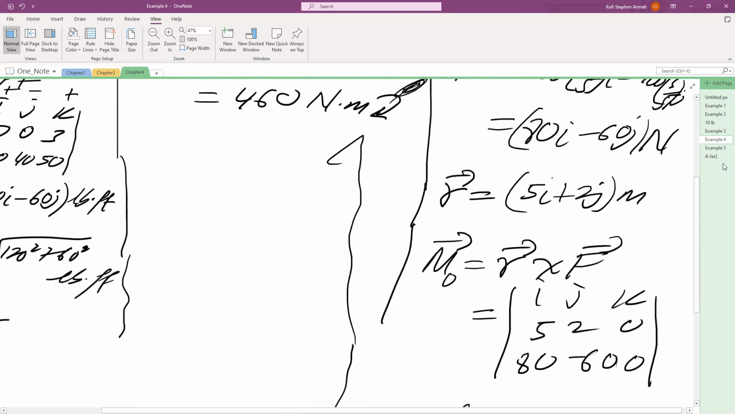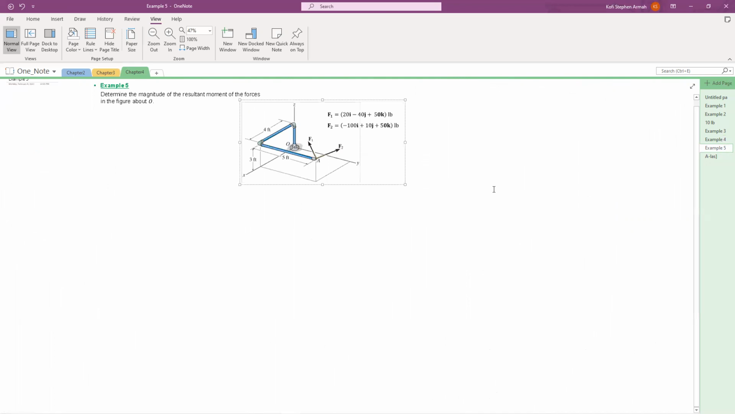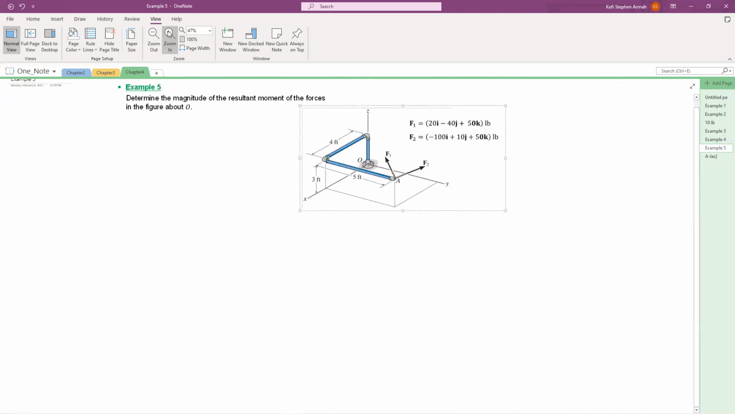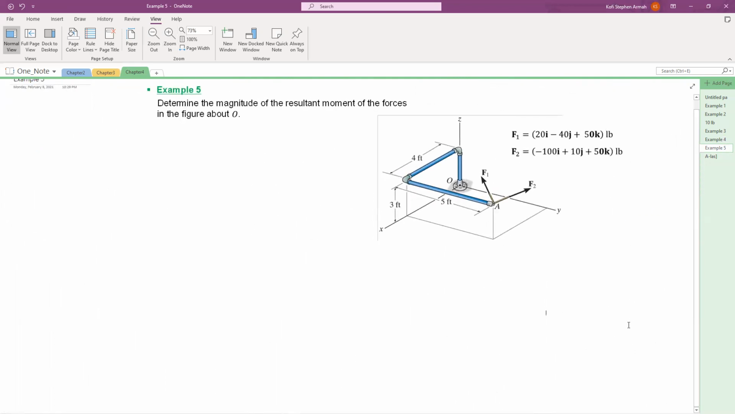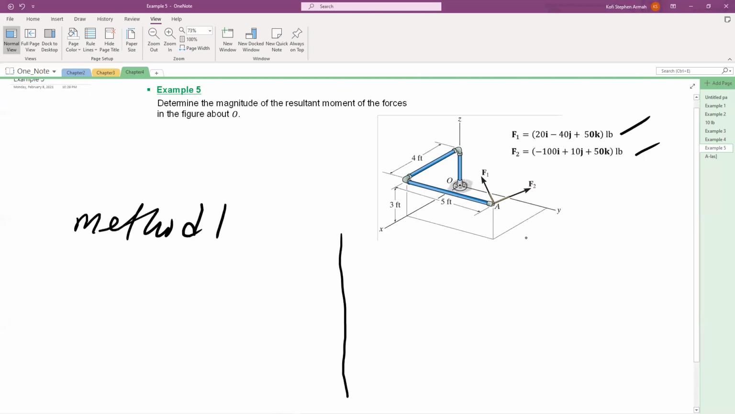Let me quickly do example 5 so that I am able to post the video. So example 5. I have two forces, F1, F2. I'll try and do method 1, but we're not going to do method 1 and then method 2.